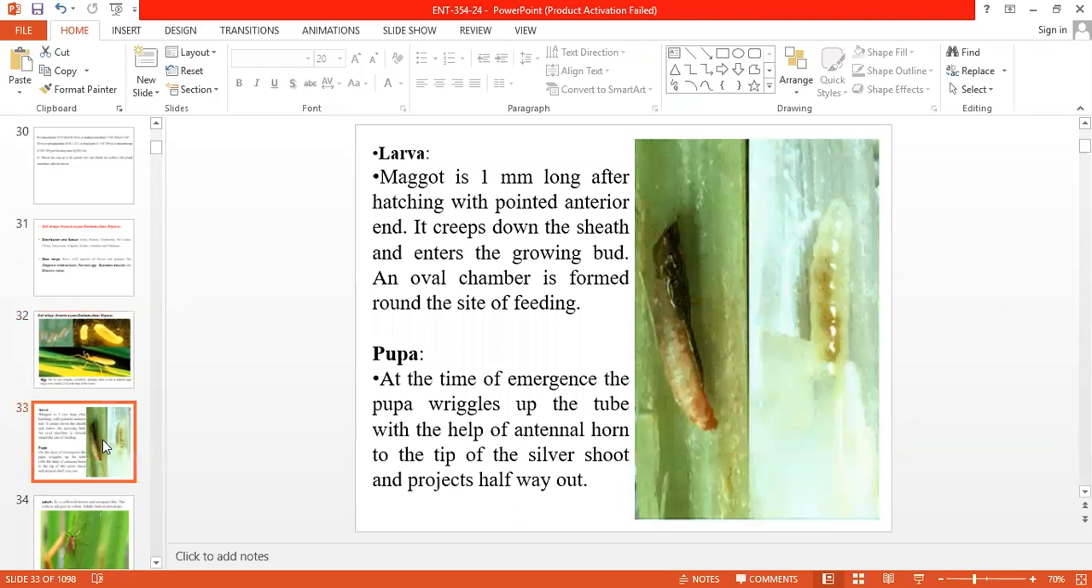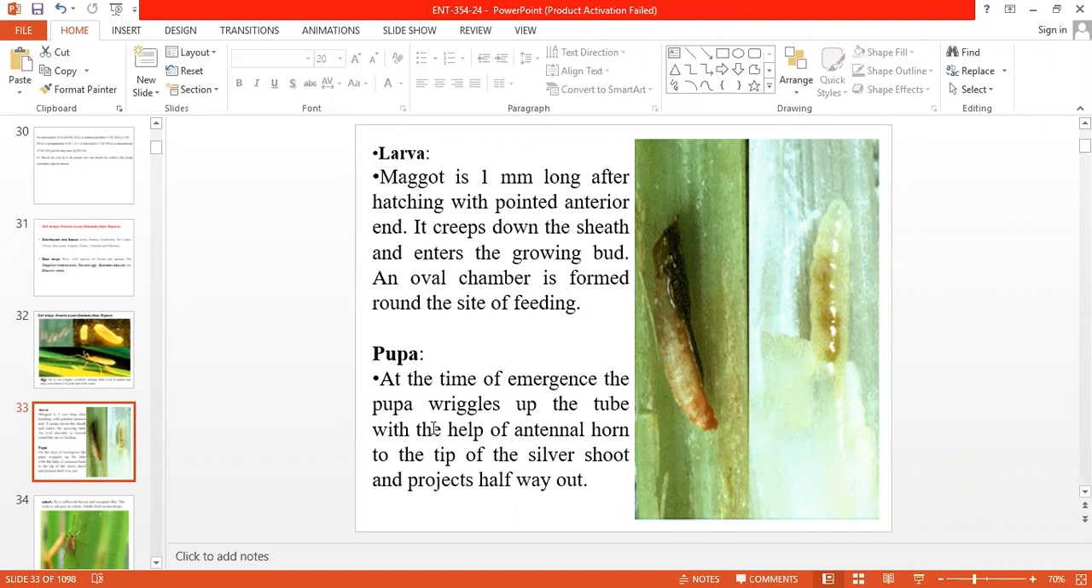Then the second stage of that pest is the maggot, which is near about 1 mm long in size. It creeps down the sheath portion of a plant and enters the growing buds, and an oval chamber is formed around the site of feeding. Maggot is mainly pale red during the feeding, and the larval period is near about 8 to 10 days. Then the next stage of that gall midge is the pupal stage. Maggot pupates at the base of the gall and moves to the tip of the gall and projects outside during emergence.